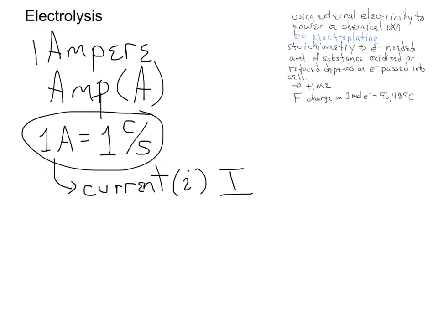So the first problem, it wants to know how much magnesium metal you're going to deposit if you have a current of 60 amps and you leave it running for 4,000 seconds. So go ahead and look at that. I'm not going to give you an equation, but through dimensional analysis, you should be able to answer that question.